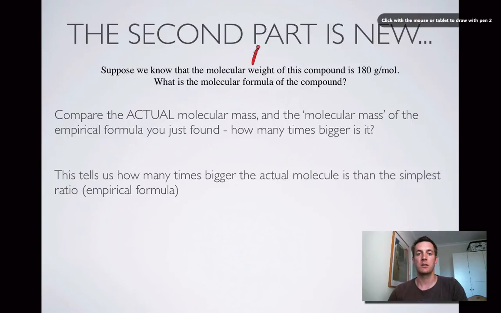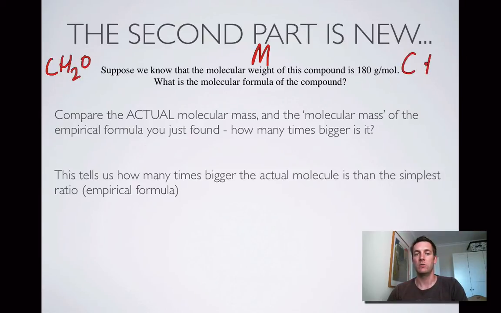Molecular weight is just another name for big M, the molar mass. This tells us the mass of 1 mole of a substance, and what we do to find that is add up all the masses of the elements. We don't know what these numbers X, Y and Z are at the moment, but we know if we add X carbons, Y hydrogens and Z oxygens together, we're going to get 180 because that's its molar mass. Compare the actual molecular mass and the molecular mass of the empirical formula we've just found. That would be 12 plus 2 plus 16, which is 30. This one has a mass of 180.